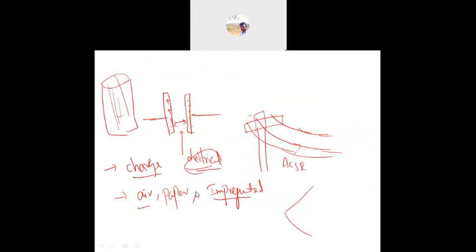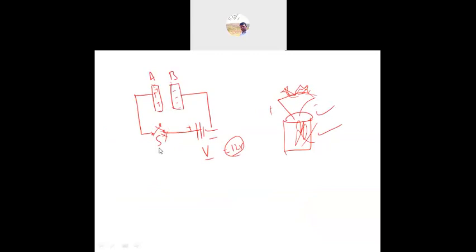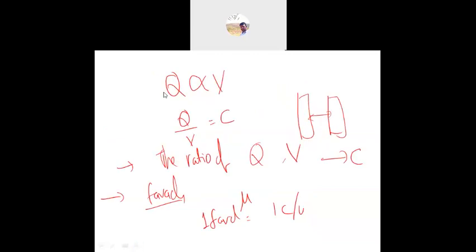The capacitor will store energy in the form of charge, indicated by Q. The charge is directly proportional to the supplied voltage, that is, Q is directly proportional to V. Q by V is equal to the proportionality constant C, where C is the capacitance.